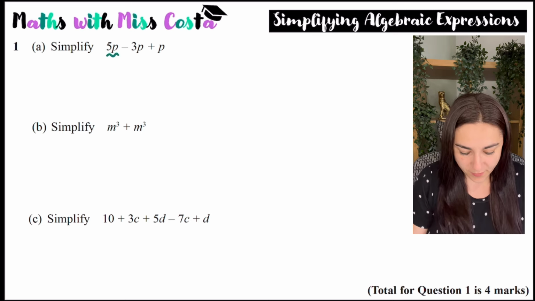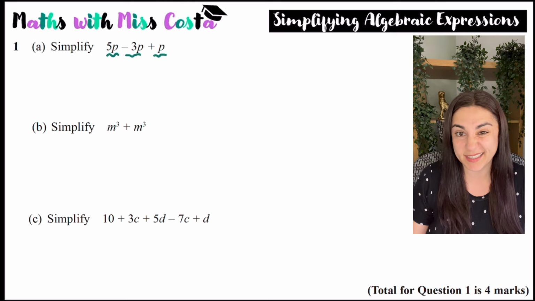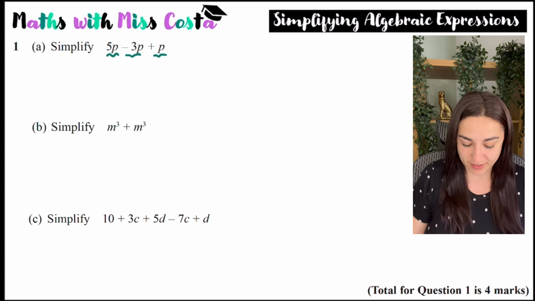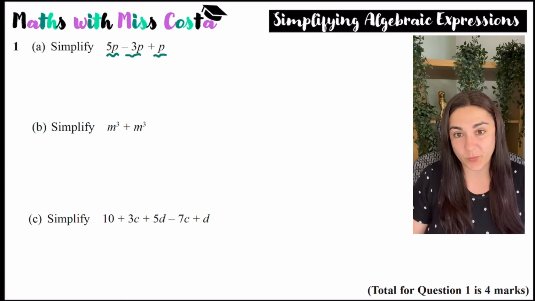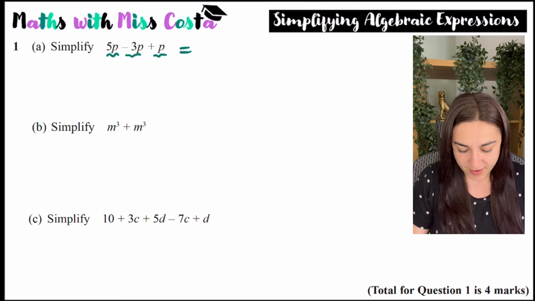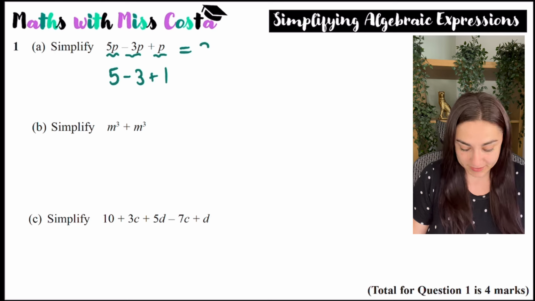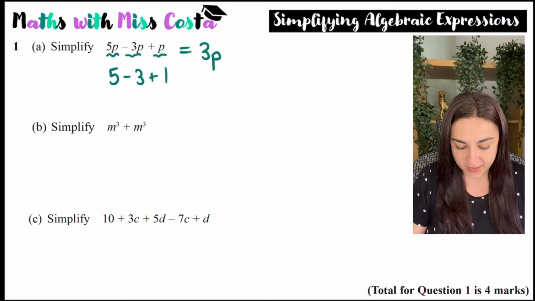So here we've got 5p, take 3p, plus p. We can imagine that's 5 pears. So we start with 5 pears, we take away 3 pears, so we're left with 2 pears, and we add 1 pear. So that would be the same as saying 5 take 3 plus 1. 5 take 3 is 2, plus 1 is 3p.